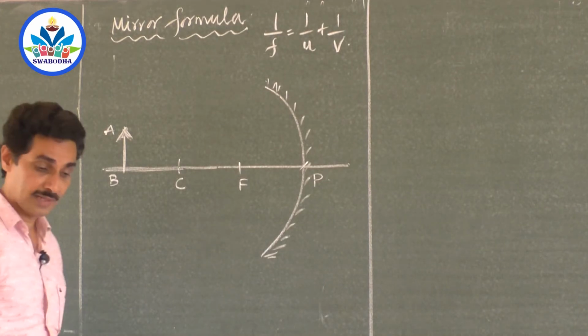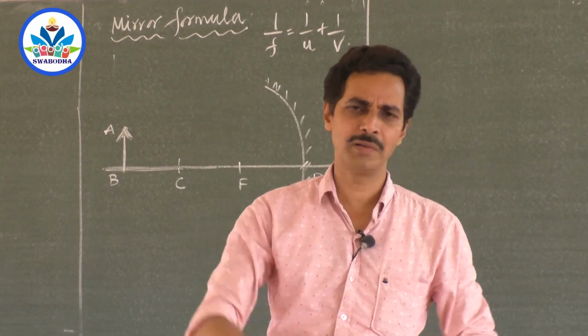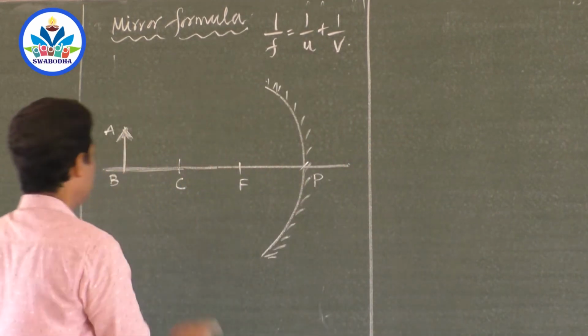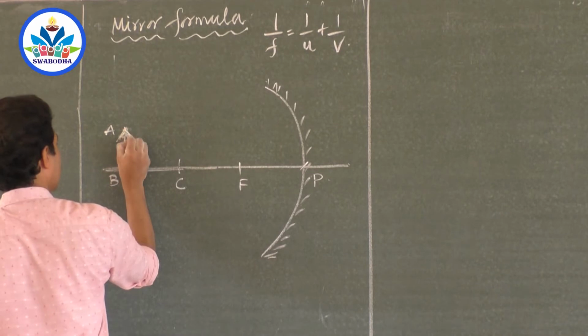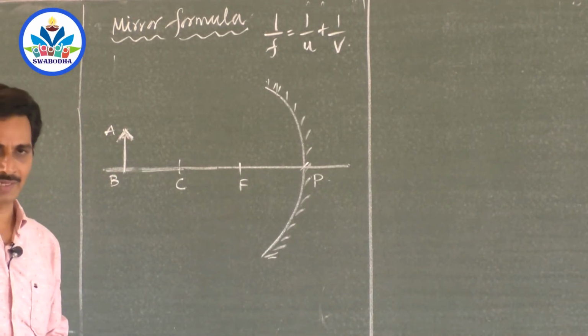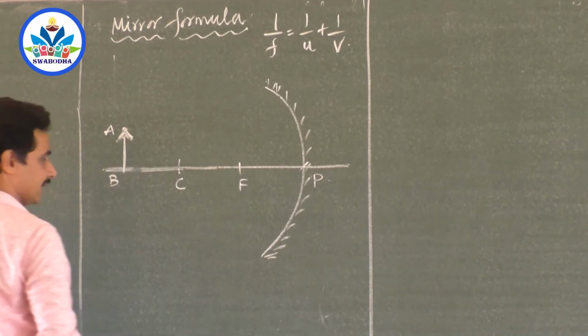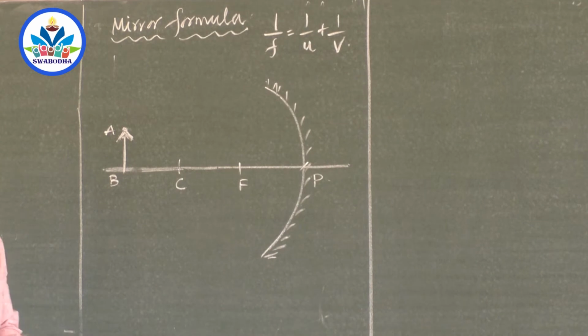Now, in order to trace the image, we will take one part of the object. You need not consider all the parts of the object. Take the flame part. In the image, if you can trace where the flame is, the remaining part of the candle will be traced easily. Take one point of the candle or object. Consider some rays.